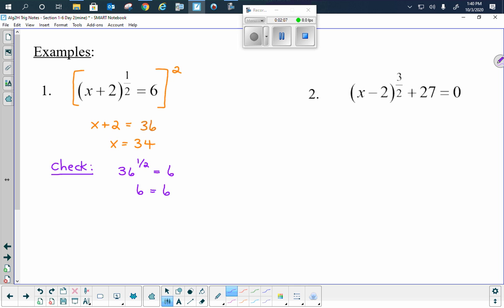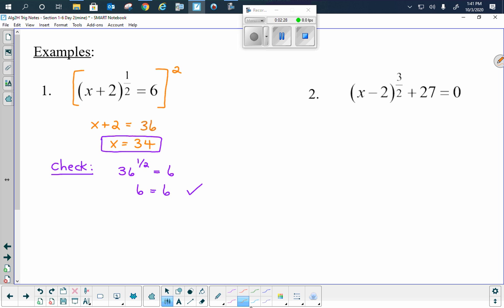Remember, it's only plus or minus, guys, if you put the square root in. Something to the 1/2, that square root, if you want to think of it that way, is already part of the problem. So it is just 6 equals 6. That's a check. And now I can go back and actually box my answer of x equals 34.